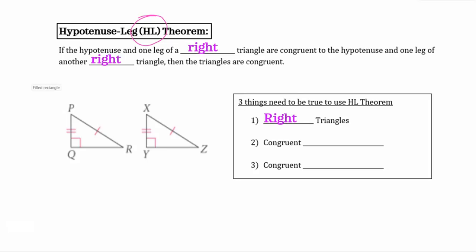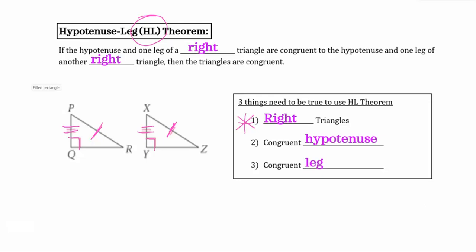That's exactly what's being shown down here. So these are right triangles. Cool. That's the first thing I need. This only works for right triangles. There is no hypotenuse if it's not a right triangle. I've got it. The hypotenuses are the same, and just one of the legs is the same. That's exactly what I need to use this. So those are the three things that have to happen for HL to apply.